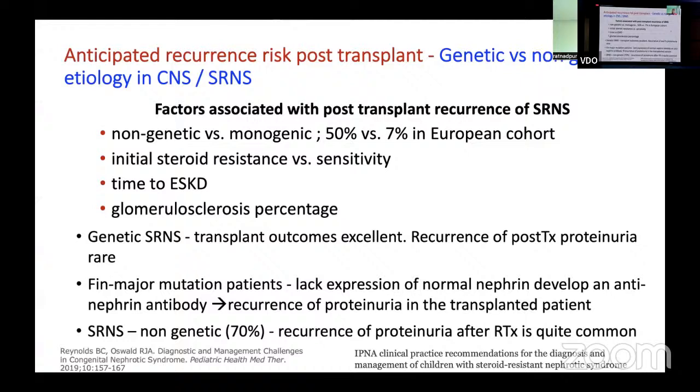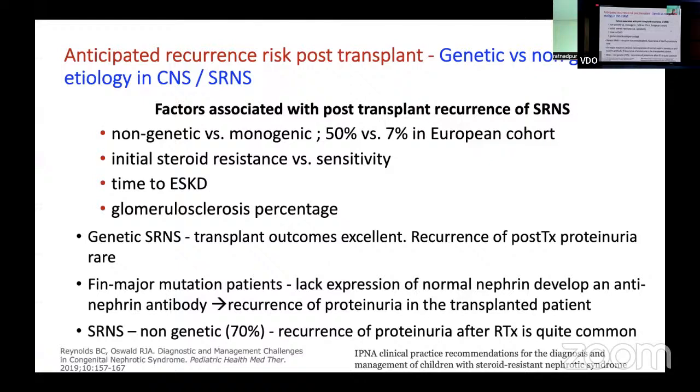However, there are some specific, very, very severe mutations, especially NPHS1 related disorders, which were first reported in the Finnish community. They have very specific mutations. So if you have a patient from that community, you don't sequence the full gene. You just look at that specific mutation. But they will have recurrence of proteinuria because they develop antibodies against the foreign protein that comes in the transplanted kidney.